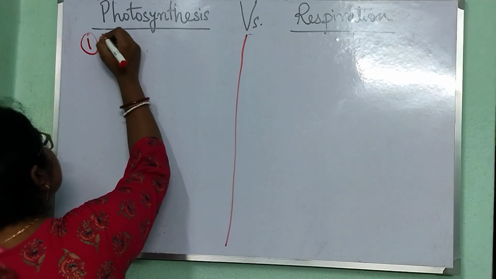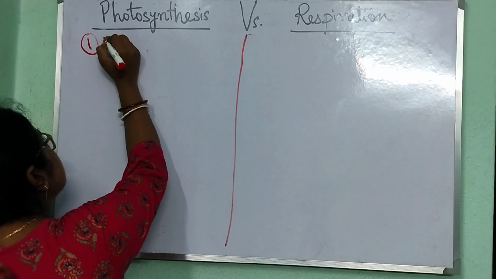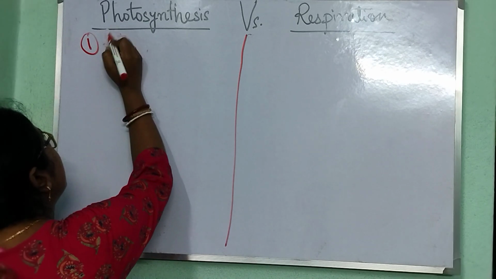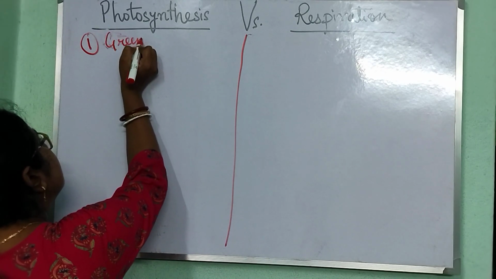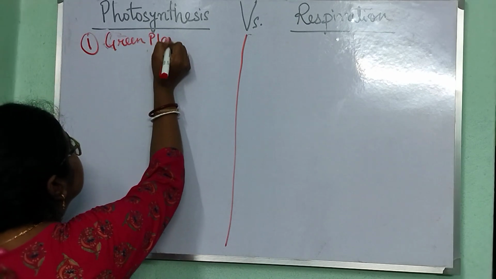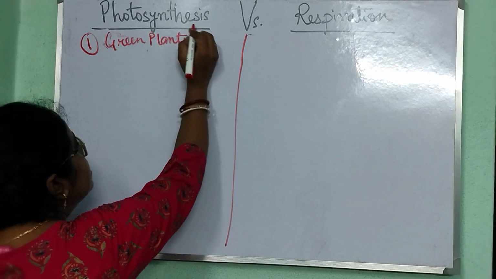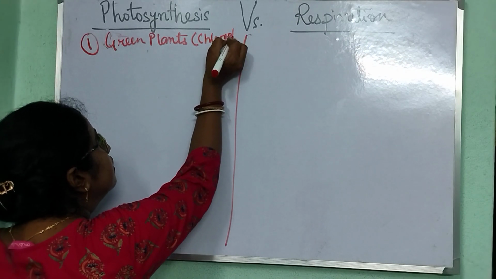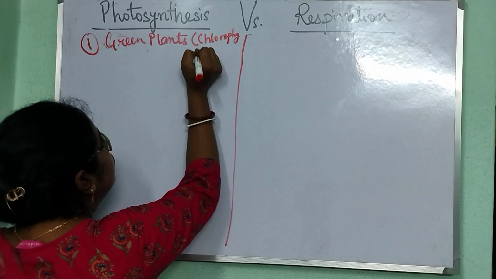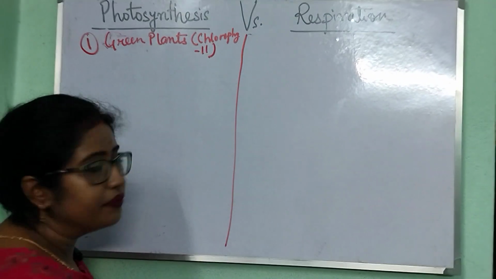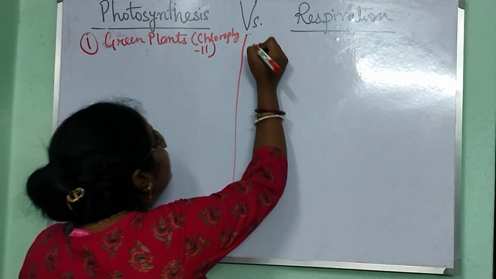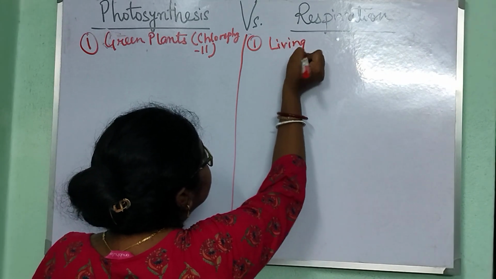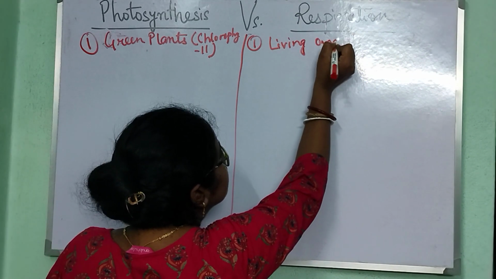So the first difference is that the photosynthesis process mainly occurs in plants, or rather, in green plants which have chlorophyll in their structure. But respiration occurs in all living organisms.